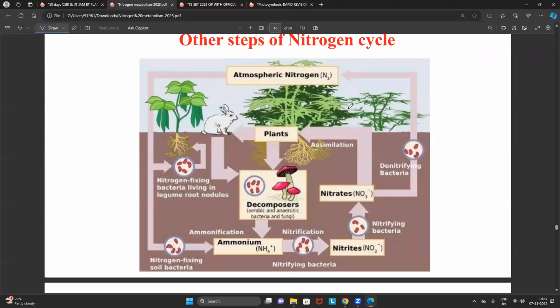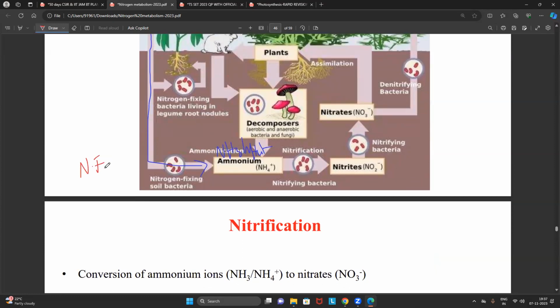Now, all the students follow me very correctly. There are many steps. First step is called nitrogen fixation. Without understanding this slide, you can't understand the concept at all. First, what is the meaning of nitrogen fixation? I want to convert the atmospheric nitrogen into the most simple form. What is the simple form? Either NH3 or NH4. That process, we call it nitrogen fixation. So there is no point of confusion. Nitrogen fixation is the first step.